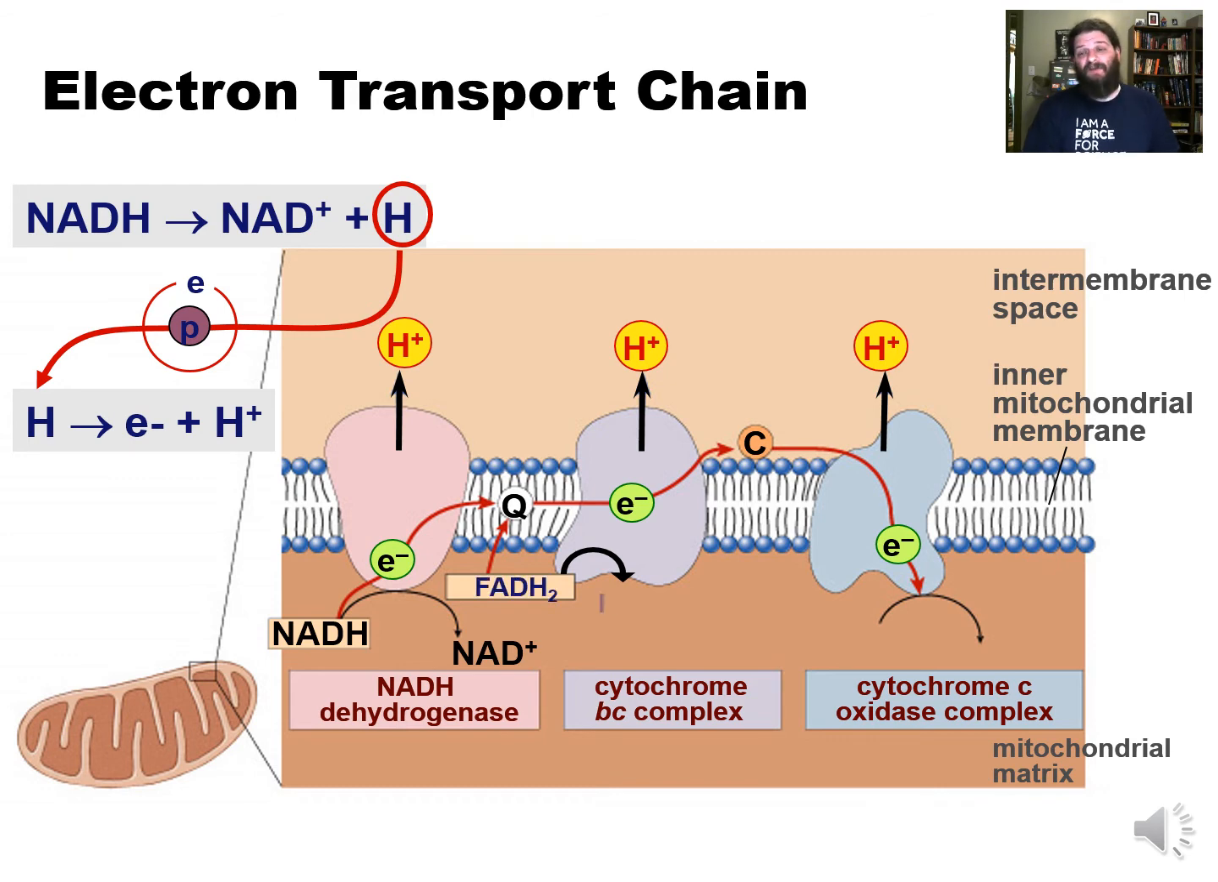Now we should talk about FADH2. FADH2 is going to go through complex 2, which isn't even in this diagram, but it's a peripheral protein. It's not integral through the membrane itself, but it's going to transfer the electrons from the hydrogens of FADH2 right to coenzyme Q.